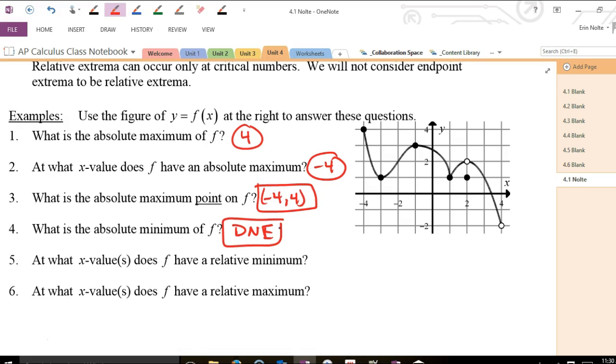For question number 5, at what x values does f have a relative minimum? Okay, what? Negative what? -3. I definitely agree with -3. What else? 1?